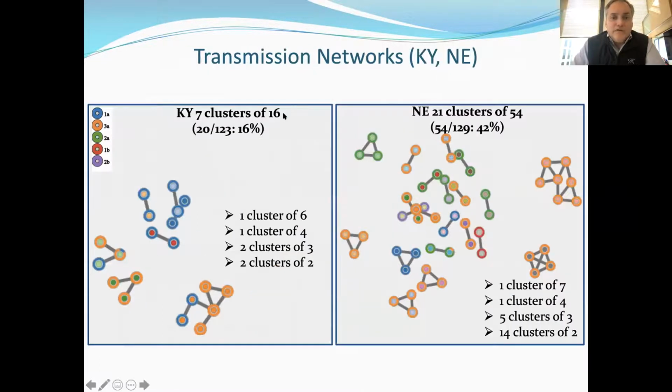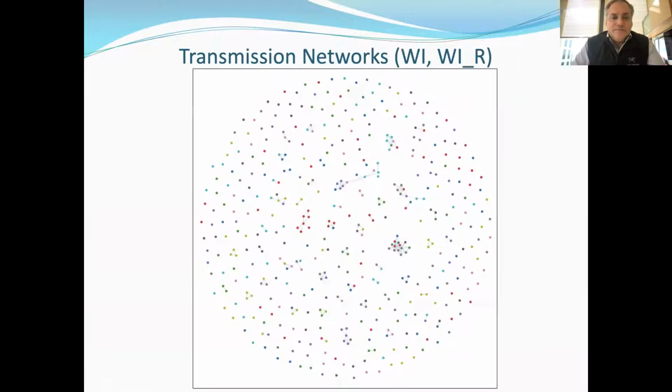We can look at Kentucky and New England, where we see much larger numbers of samples sequenced to date and end up with very different levels of clustering. Again, 16% in Kentucky, 42% in New England. Again, we think the enrollment types are probably one of the larger drivers, rather than there being distinct microepidemics, if you will, within these two different areas.